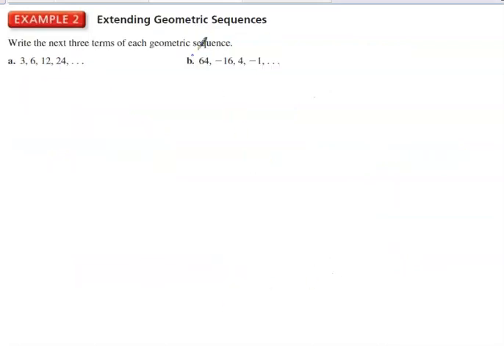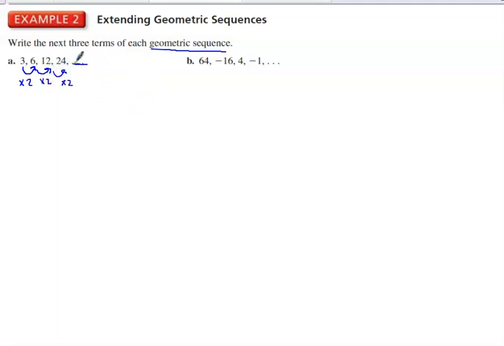Now in example 2, they are telling us that these are geometric sequences. So that means that we need to determine what that common ratio is. It has a common ratio. So to get from 3 to 6, I would multiply by 2. If you're not sure, then you can start with the 6 and divide by 3 to figure out what number you're multiplying by. 6 times 2 is 12, and 12 times 2 is 24.